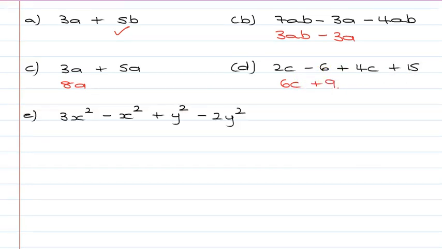And one final example here, let's look at the terms. We've got 3x squared, this is minus x squared, this is plus y squared, and this is minus 2y squared. These two are like terms, so I'm going to do 3x squared take away 1x squared, leaving me with 2x squared. And then here, these are like terms as well. I have 1y squared, and it's a positive, and I'm minusing 2y squared, so I get minus 1y squared.